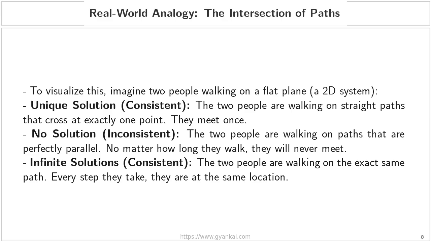Finally, let's look at the case of infinite solutions, which is also a type of consistent system. Imagine that these two people are actually walking along the exact same path, one right after the other. Since they are on the same line, every single point along that path is a point where they occupy the same location. Because they are always meeting, at every step, we have an infinite number of solutions.